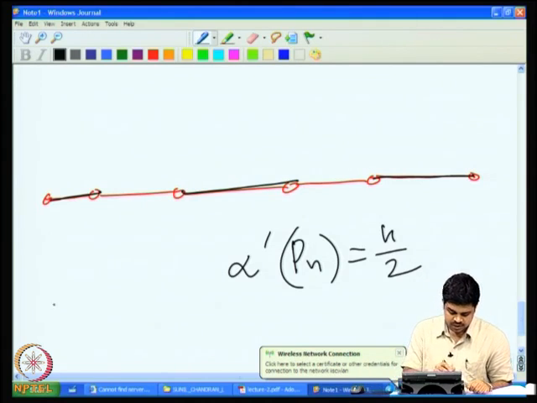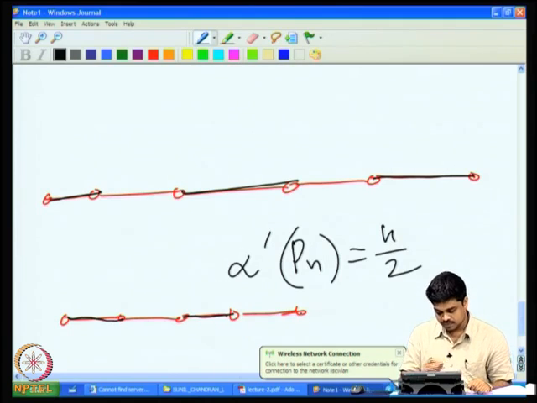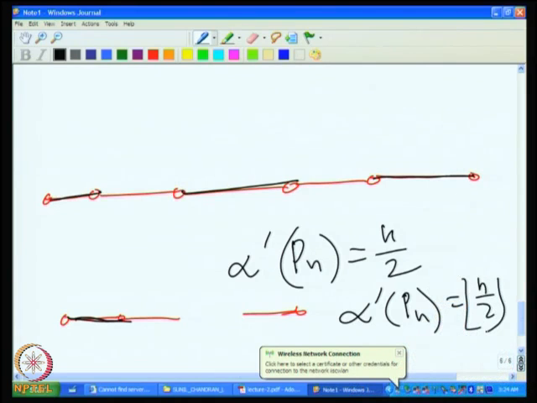Suppose it was an odd length path. So for instance, if I had taken a 5 length path, then I cannot do this. For instance, if I take this and then I have to take this, then this will not get a partner. So then I will get only 2. So I will have to say alpha dash of Pn in that case is equal to floor of n by 2. Okay, so that is for the odd case.